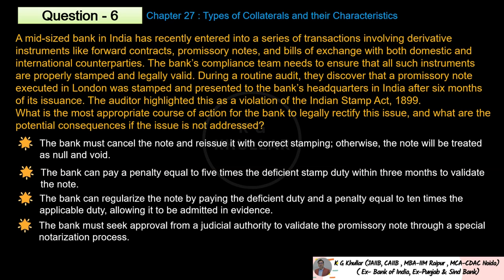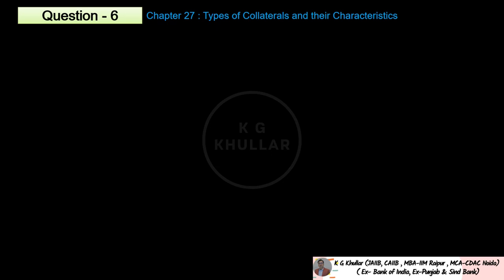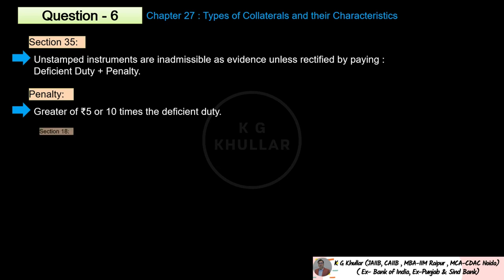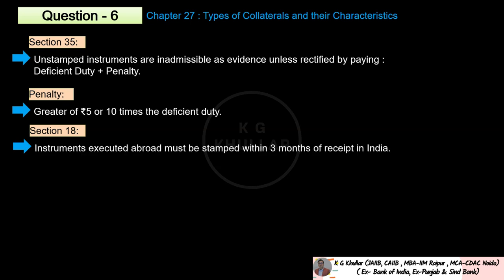Now friends, please note the Indian Stamp Act 1899 is a comprehensive legislation that governs the imposition of stamp duties on various instruments. Then as per section 35, any instrument that is not duly stamped is inadmissible in court as evidence unless it is regularized by paying the deficient stamp duty along with the penalty. Now please note here the penalty is calculated as the greater of 5 rupees or 10 times the deficient duty amount. This rule applies to instruments such as promissory notes and bills of exchange that are either unstamped or insufficiently stamped when presented in India after being executed outside the country.